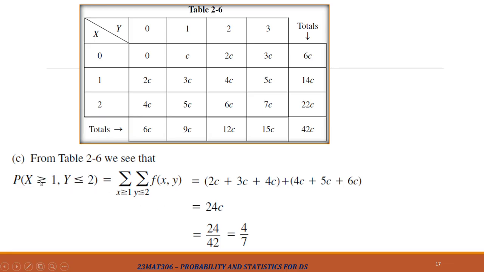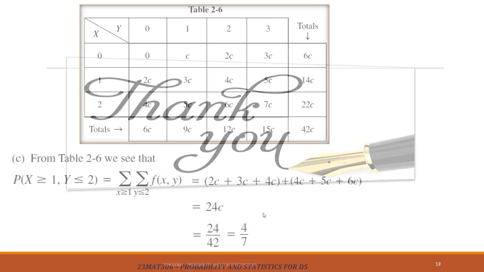Next, third question, P of X greater than or equal to 1. X greater than or equal to 1 means 1 is also included here, right? So we have to add all these values, and X equal to 2 also we have to add all these values. But another condition is Y less than or equal to 2, so we have to just focus on these 6 values, that is 2C plus 3C plus 4C plus 4C plus 5C plus 6C. We have to add everything. Finally, we get 24C. Substitute the C value. The final answer is 4 by 7.